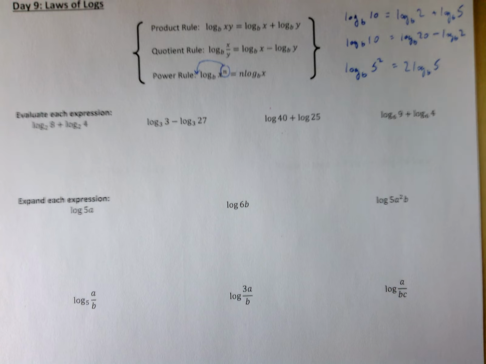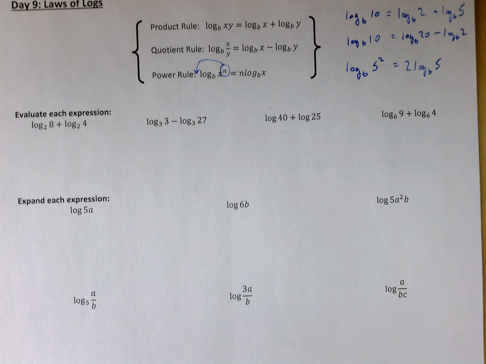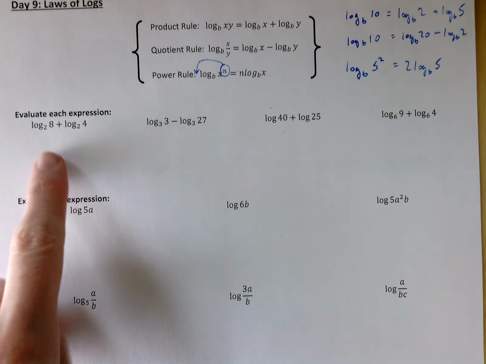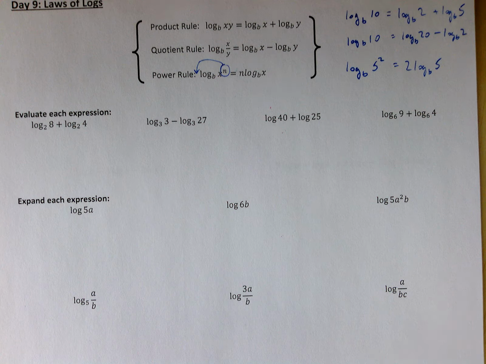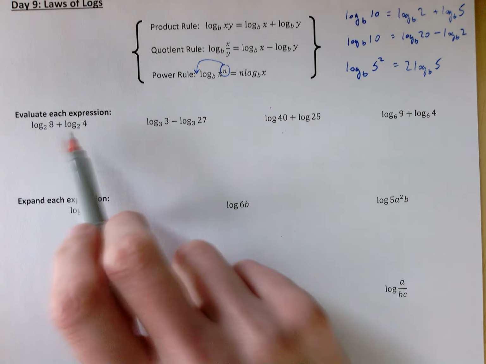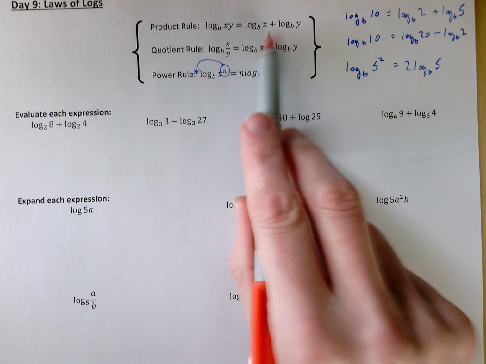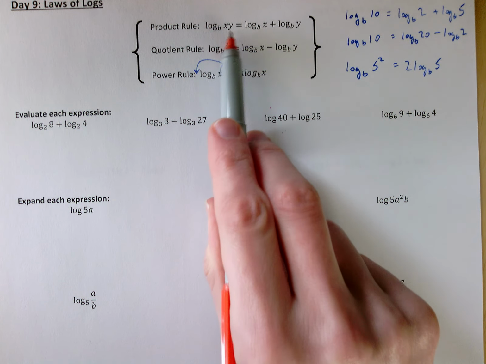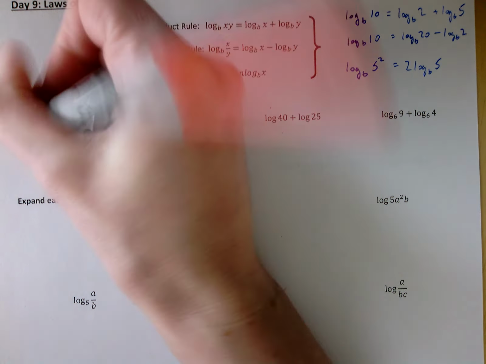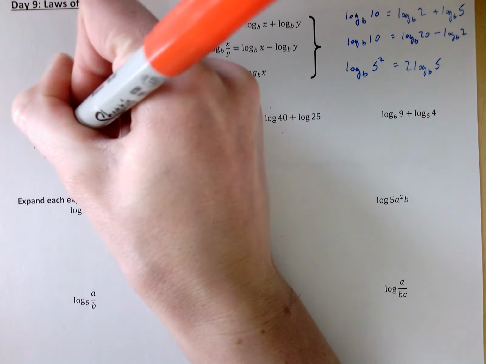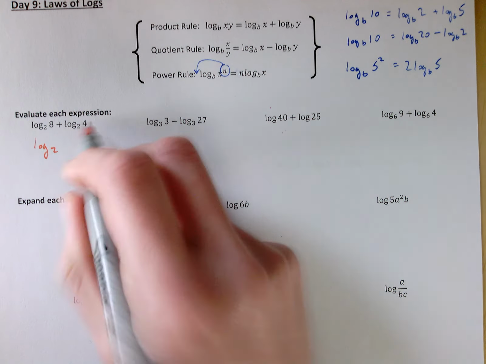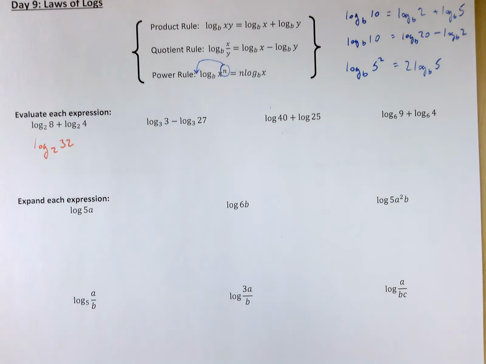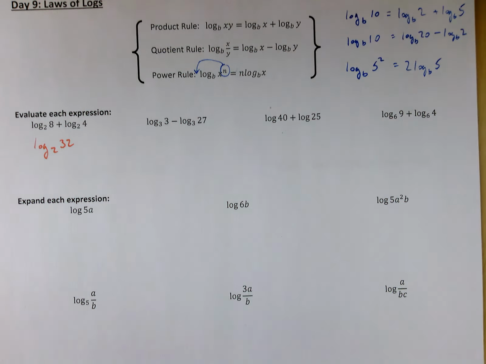Okay, so now that we've proved all these things are true, let's go ahead and use them. So let's look at these guys. So here we're going to evaluate this expression. I'm adding two logs together, and my rule says if I'm adding these two logs together, that's the same as if they were multiplied inside of one log. Okay, so this is the same as log base 2 of 8 times 4 is 32. So it's the same as log base 2 of 32.